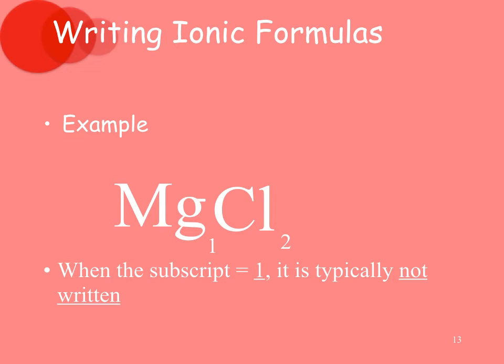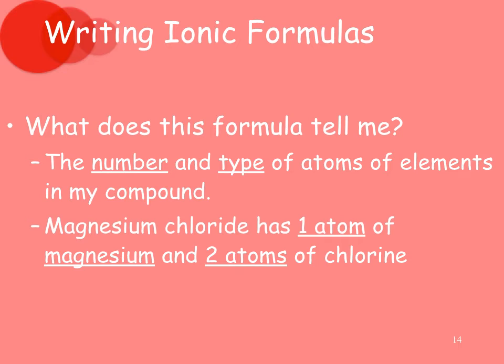When the subscript equals 1, we don't usually write it. By writing the symbol, you have that element. If you have more than one of an element, it must have a subscript. So we're going to erase that 1. When writing ionic formulas, it tells us some information. It tells us the number and type of atoms of the elements in the compound. So magnesium chloride has 1 atom of magnesium and 2 atoms of chlorine.